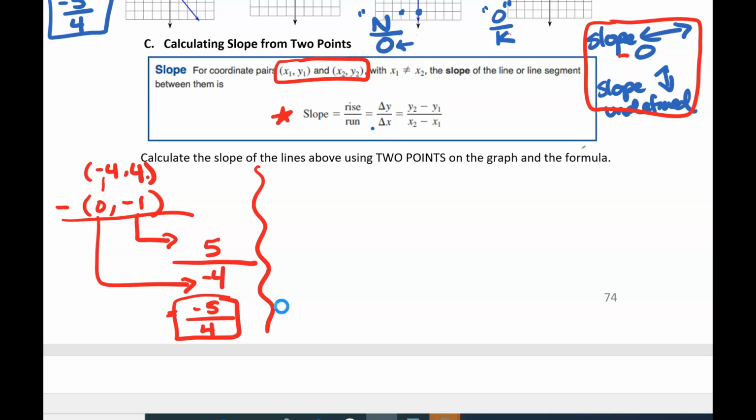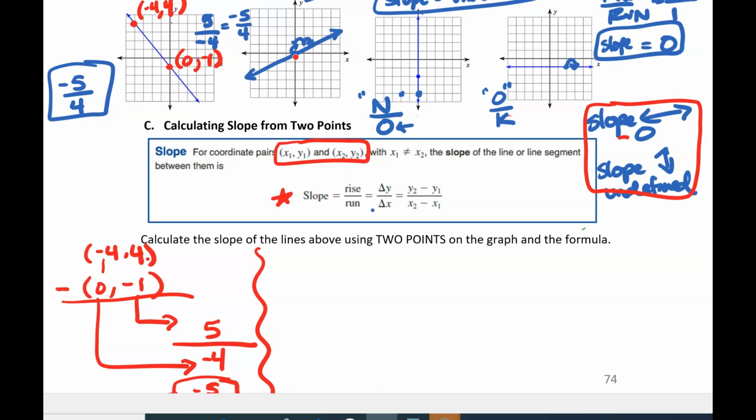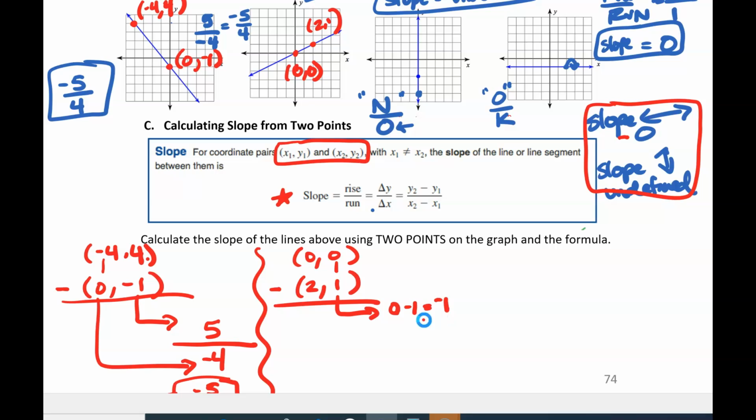So let's try the next one. If we scroll up here, we're going to identify 2 points. So let me erase this line. We've got the point 0, 0, and then I've got the point 2, 1. And it doesn't matter which one I write first. I can put 2, 1 on top, or I can put 0, 0 on top. You get the same answer. So I always subtract the y's first. So 0 minus 1 is -1. And then I'm going to do this one, 0 minus 2, so negative 2. So I get negative 1 divided by negative 2. A negative divided by a negative is a positive 1/2. So the slope here is 1/2.